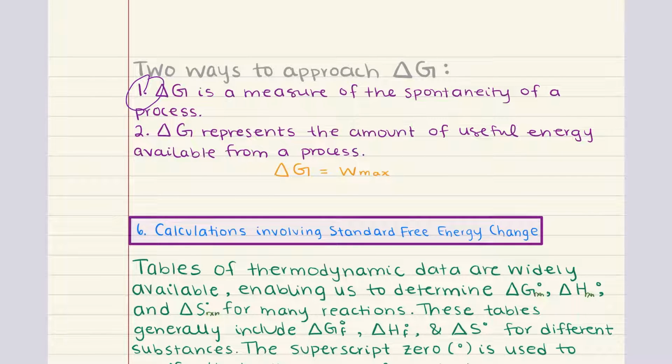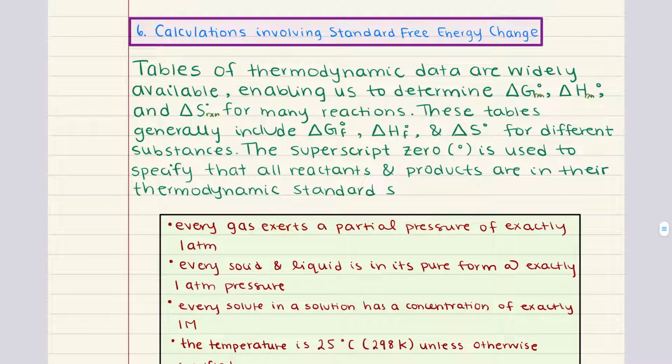The second way that you can interpret delta G is that delta G represents the maximum amount of useful work that can be obtained from a process at a constant temperature and pressure, and that can be written in this form. Delta G is equal to the maximum work. This equation tells us that Gibbs free energy change reflects the potential for a reaction to perform work. And with that, we've completed Objective 5, and we can now move into Objective 6.